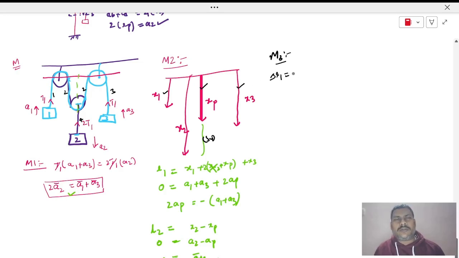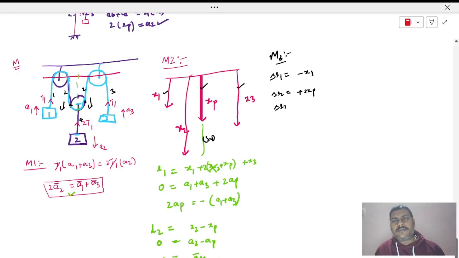delta L1 is equal to first segment decreasing, therefore minus x1 or xa. Delta L2. So both are decreasing, right? These points are moving up. So both are decreasing. So now these two are moving up, means these two are coming down. The pulley is coming down. So now increasing. Therefore plus 2xp.